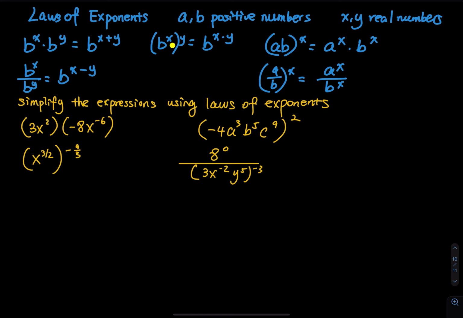B to the x, raise the whole thing to the y power. In this case, you multiply the exponents. And then a times b raised to the x power, so that means both a and b share the x power. A divided by b raised to the x power, both a and b share the x power. So let's use these laws to simplify this expression. So let's get started. I'm going to use colors to divide this up.